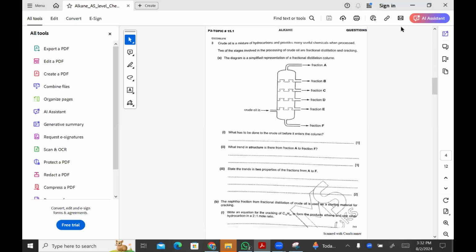Crude oil is a mixture of hydrocarbons and provides many useful chemicals when processed. Two of the stages involved in the processing of crude oil are fractional distillation and cracking. The diagram is a simplified representation of a fractional distillation column.